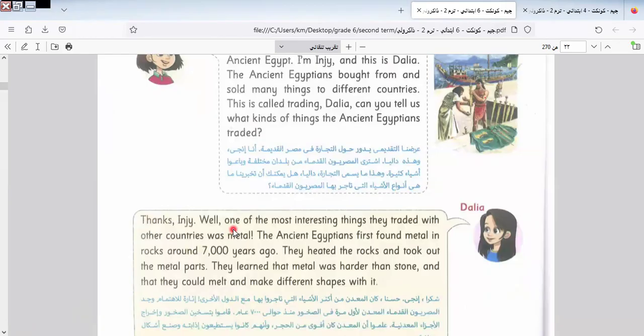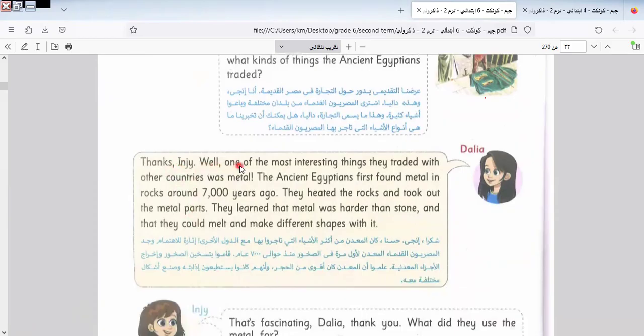Interesting to know how they could trade, buying and selling. Thanks, Angie. One of the most interesting things that they traded with other countries was metal. The ancient Egyptians first found metal in rocks around 7,000 years ago. They heated the rocks and took out the metal parts. They learned that metal was harder than stone. Metal is harder than what? Harder than stone. And they could melt it and make different shapes with it.